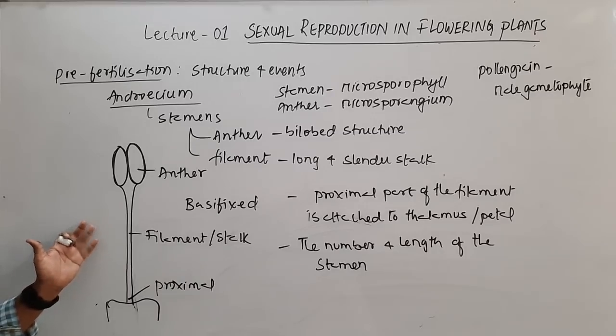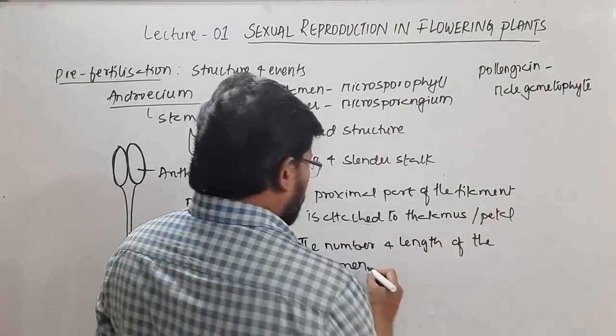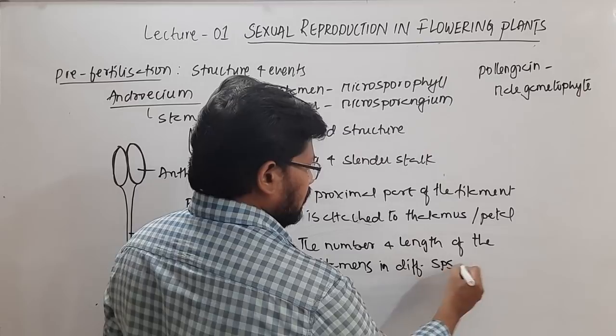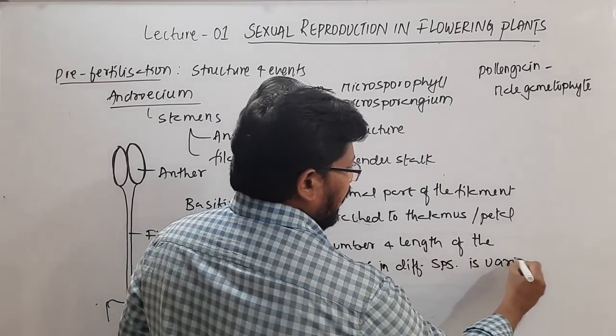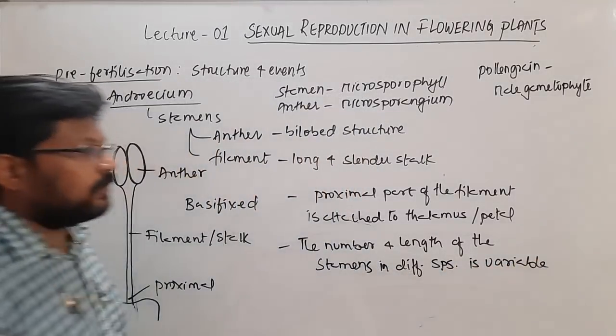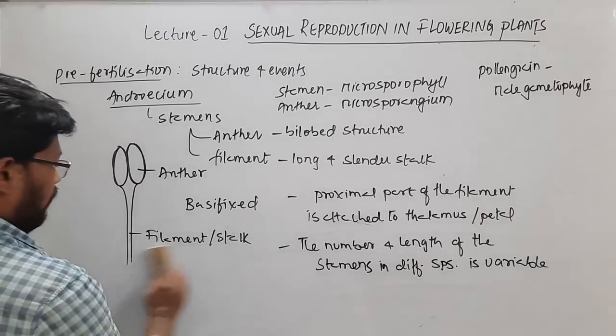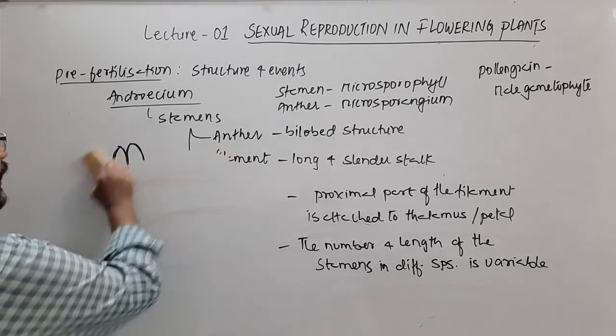So different species will have different number, right? And even the length of that stamen will be changed, or it's different. So I say the number and length of stamens in different species is variable. So now let's see the structure of anther in detail.